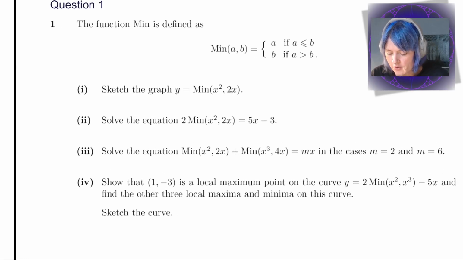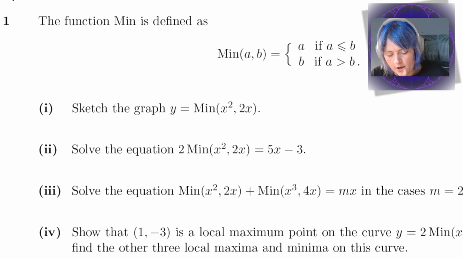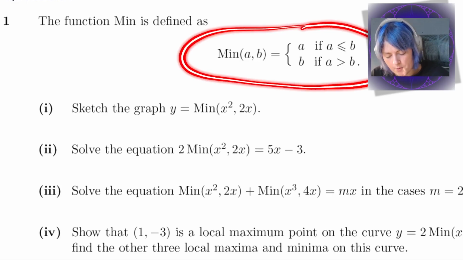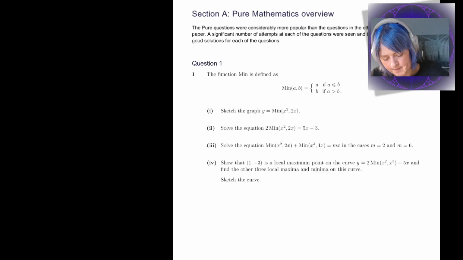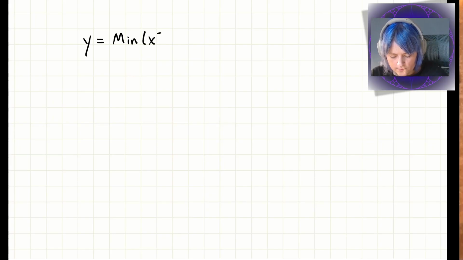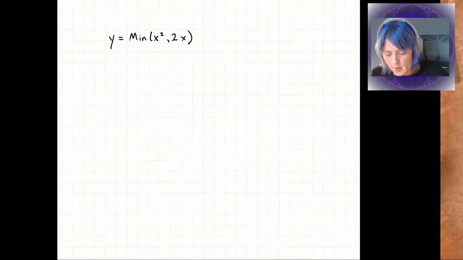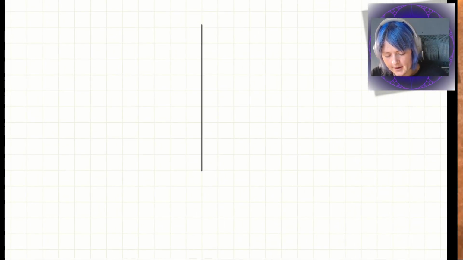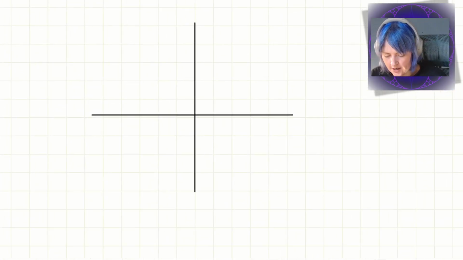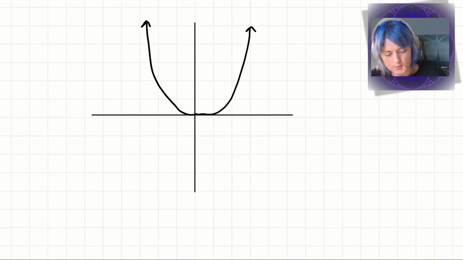So we have to sketch the graph of this minimum, and then they go ahead and define for us what minimum is when you're looking at two functions. So let's go ahead and just write down. Okay, so we know what this is going to look like, just taking all of the calculus and everything. We've got a lot of experience with these kinds of functions at this point.